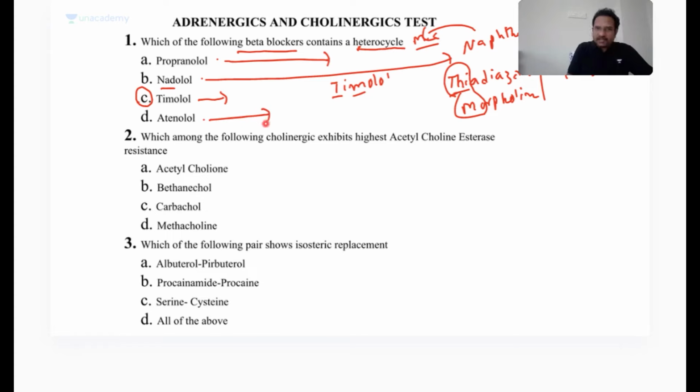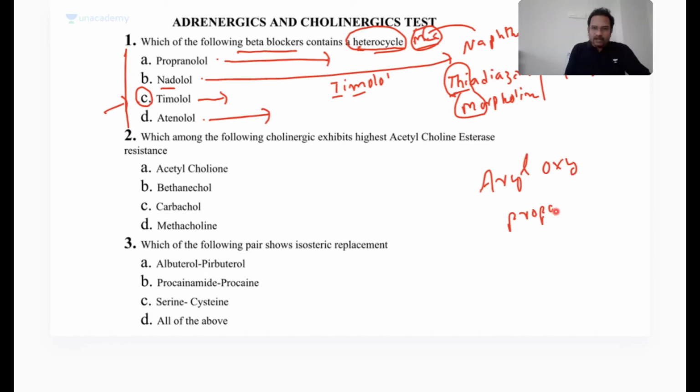Now atenolol is again a simple phenyl derivative. So again it has a carbocycle, not a heterocycle. So answer C is correct. So this is related to medicinal chemistry. Now understand this, for any competitive test, they are not going to check the entire structure. You need to identify what is the heterocycle in the structure or what are the important functional groups. Now all these drugs are aryloxypropanolamine derivatives.